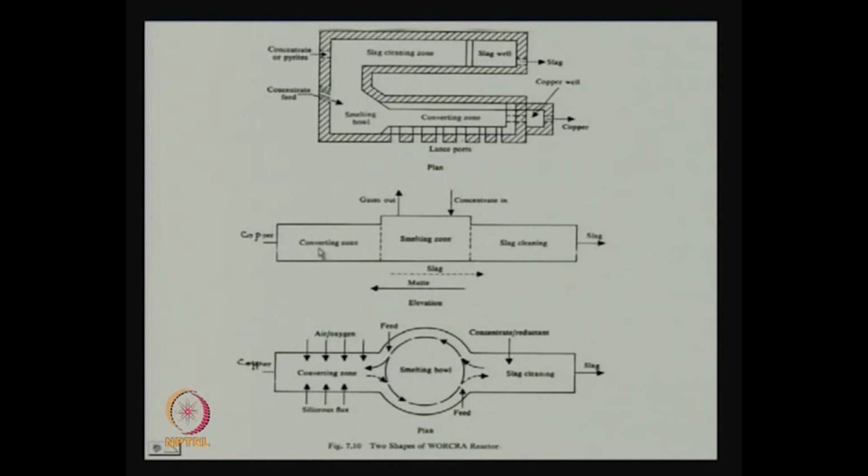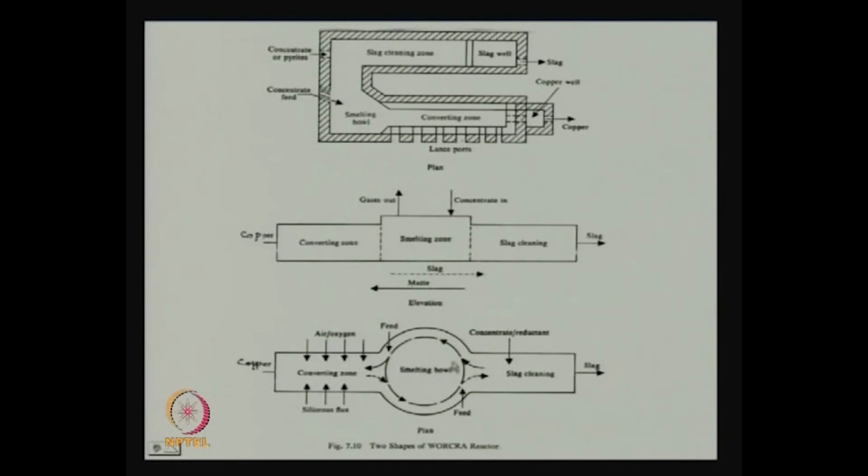You have converting zone in one side, smelting zone here, slag cleaning zone there. Slag is moving that way and copper is moving that way. This is the elevation, this is the plan. In the elevation you see concentrate in, gases out, smelting zone, slag goes this way, matte goes that way, this is copper comes here, slag comes out here. We are getting blister copper, mind you.